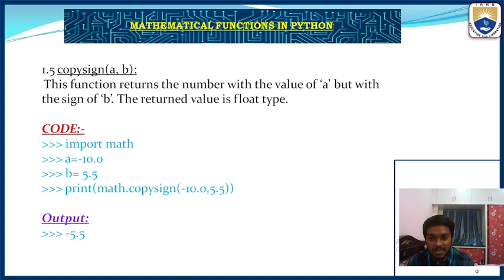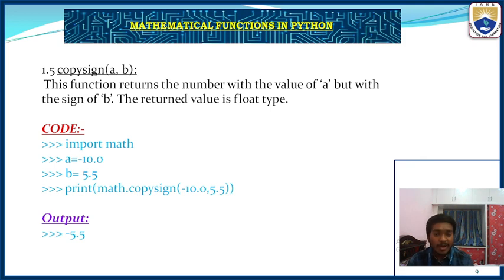Okay, copysign. This function returns the value of a, but with the sign of b. The return value type is float. Every function will print the value in float.